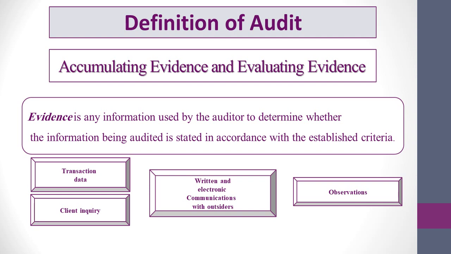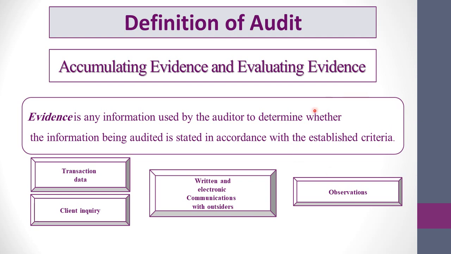Okay, if we say it, the backbone for the auditing process is the evidence. الايفيدنس هي العمود الفقري او هي الحاجه المهمه جدا في عمليه المراجعه. اوكي طب what is the meaning of evidence؟ ايه هو معنى كلمه evidence؟ Evidence is any information used by the auditor to determine whether the information being audited is stated in accordance with the established criteria.